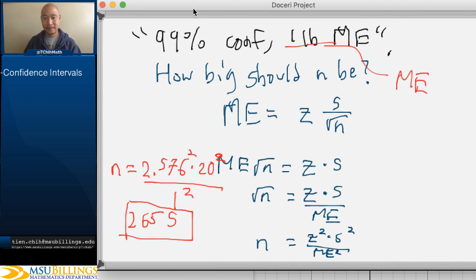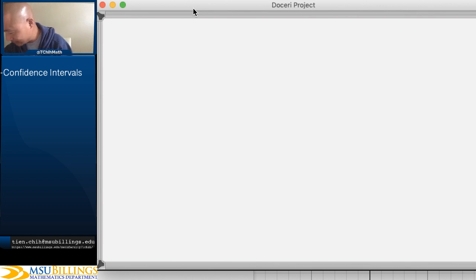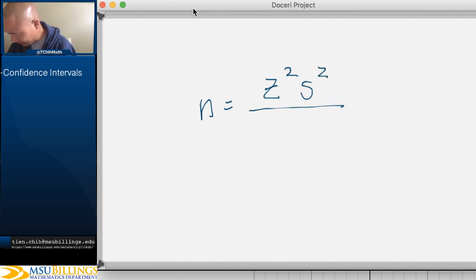Right. And I need at least 2,654.3 whatever. That's not actually possible, but 2,655 elephants is possible, right? And let's just kind of go into detail on this expression that I wrote, that n is equal to z squared s squared over margin of error squared.